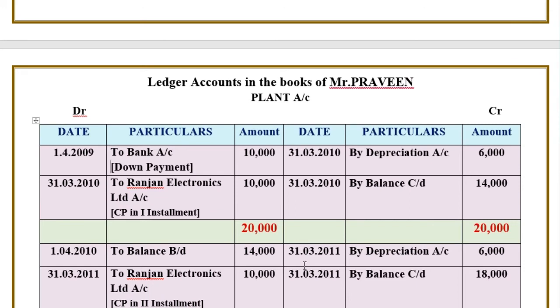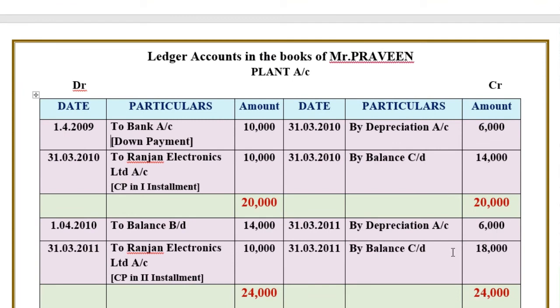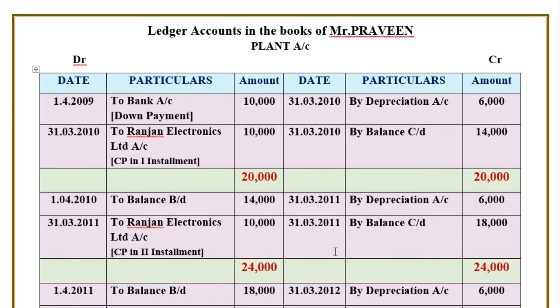Now let us make the total. So 14,000 plus 10,000 is 24,000. And here 6,000 rupees. Debit side 24,000, so on the credit side you also have to write 24,000. It means the highest value. So now 24,000 minus 6,000, the balance will be 18,000. And we call it balance carried down on 31st March 2011. This is the closing balance of the plant account. Then whatever the balance as on 31st March 2011 will become the opening balance of plant as on 1/4/2011. That is to balance brought down 18,000 rupees.